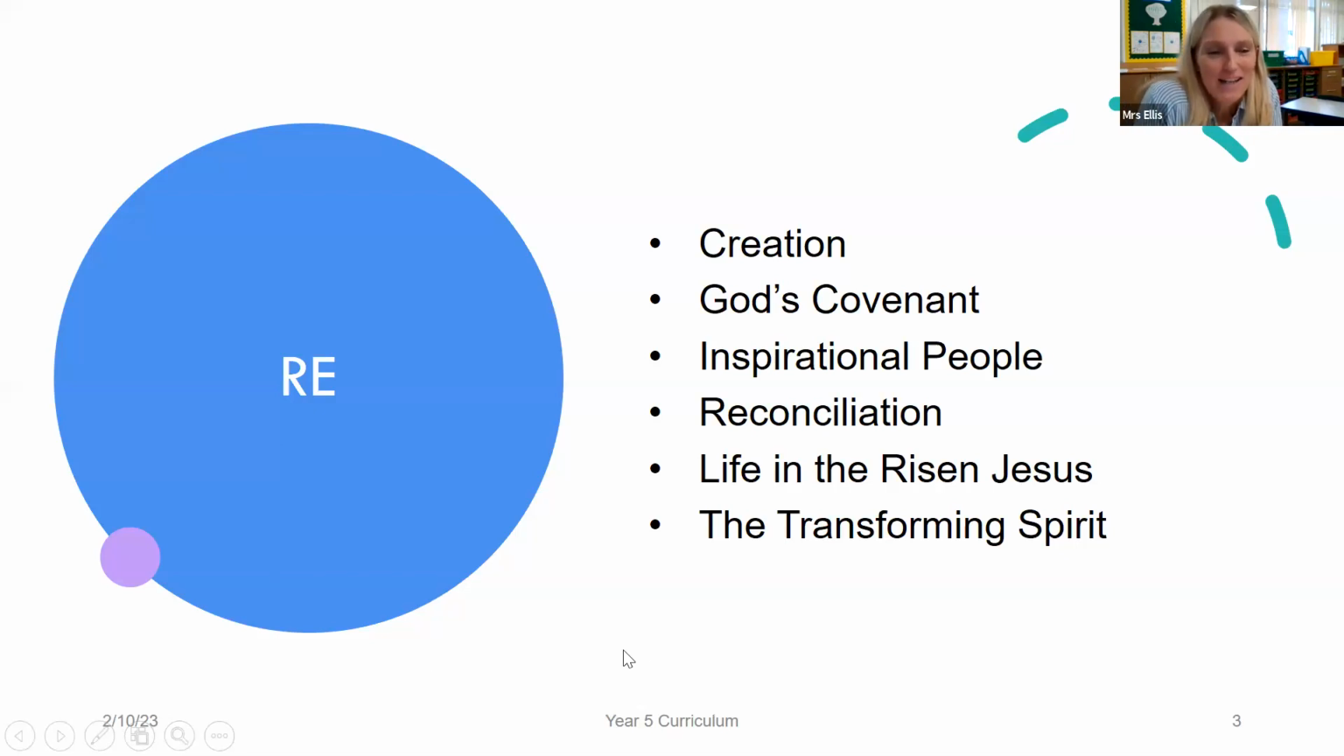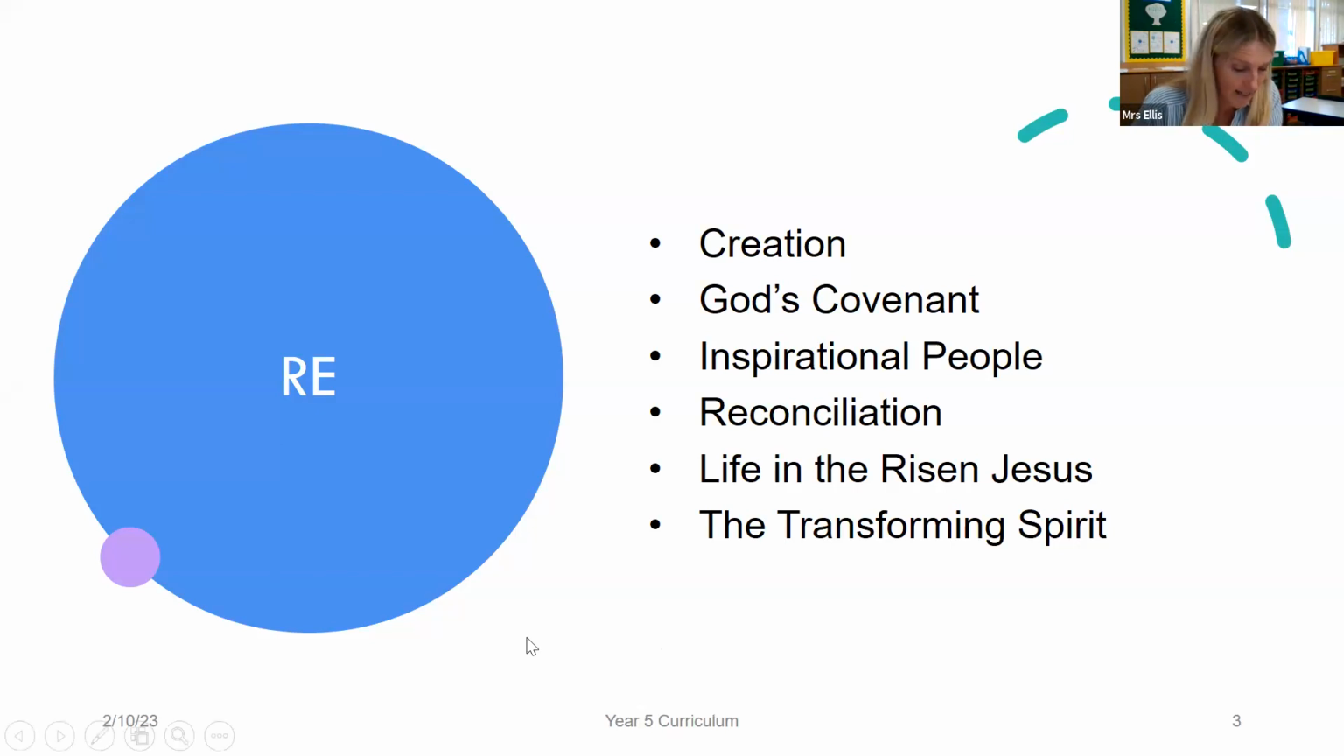So with our RE curriculum, as I said, we're on the topic of creation at the moment. So we start right back at the Old Testament. We look at the stories of creation, and in RE in Year 5, it's really getting children to make links. How does what we've learned in the Bible link to how we behave in our everyday life? So we're looking at how the creation story helps us to behave and look after God's creation in our own lives currently.